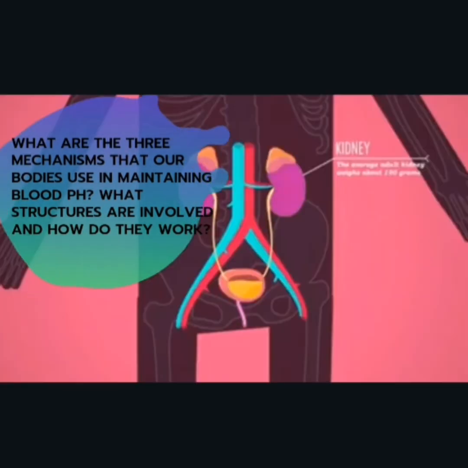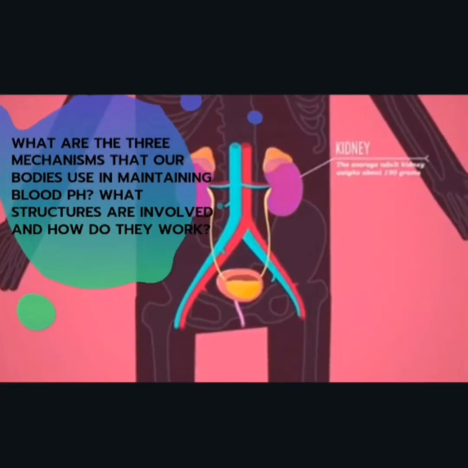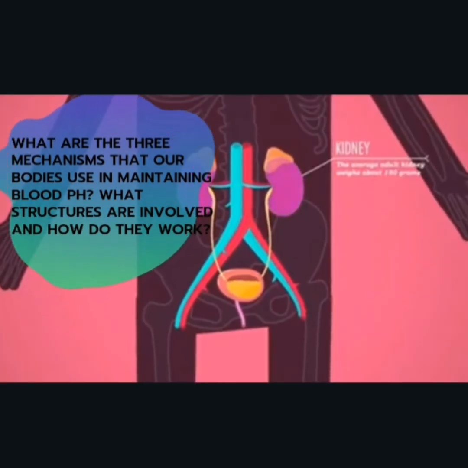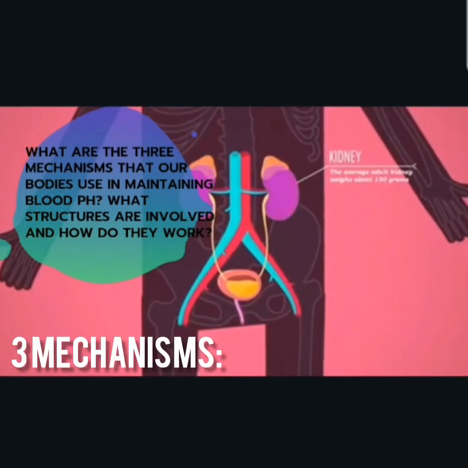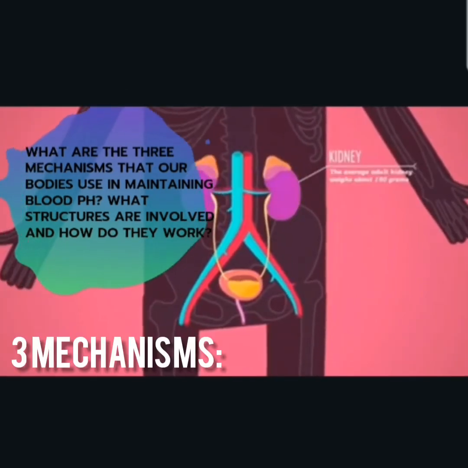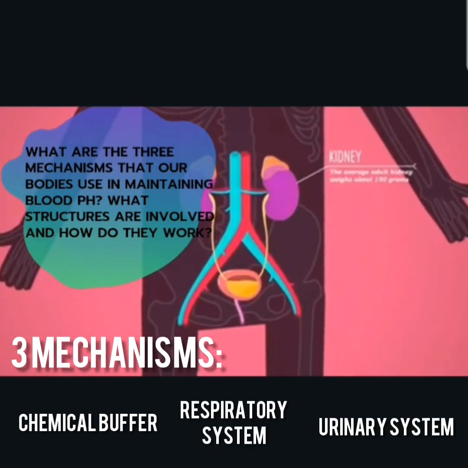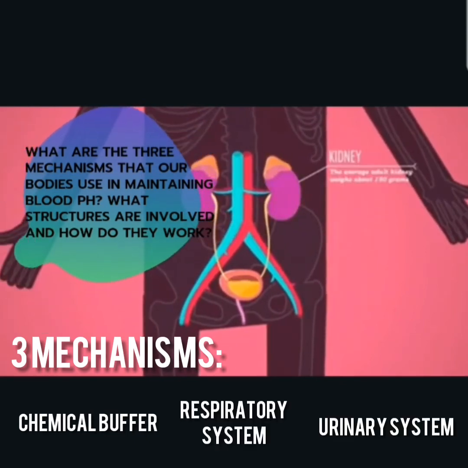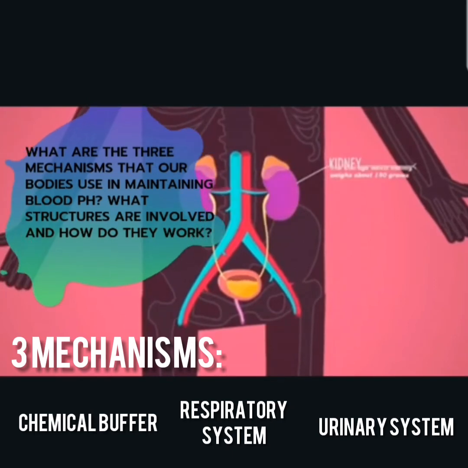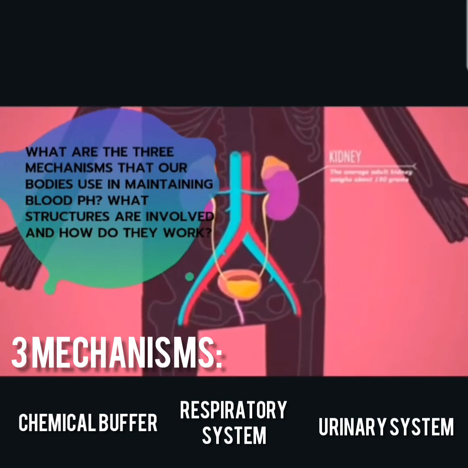What are the three mechanisms that our bodies use in maintaining blood pH? What structures are involved and how do they work? There are three important mechanisms the body uses to regulate pH. The first is a chemical buffer. The second line of defense is the respiratory system, and the last is the urinary system. These three mechanisms work together to keep body pH within that narrow range.